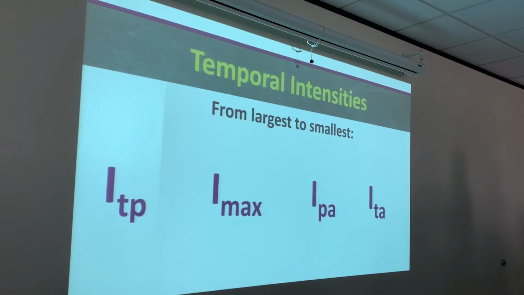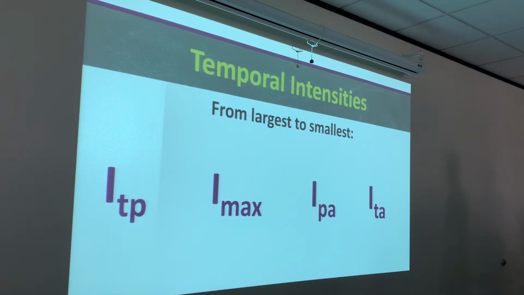So, these are our temporal intensities from the largest to the smallest. You never know when I'm going to ask this question, so you have to know it from the smallest to the largest as well. From the largest to the smallest is going to be our intensity temporal peak, and that's the one space and time where it's the maximum. The next one is our intensity max, the average of one half cycle. And then the next one below that is our intensity pulse average. That's just going to be concerning our pulse duration or our on time.